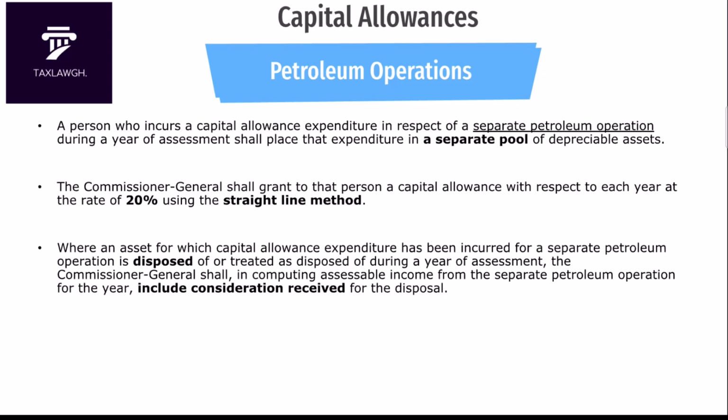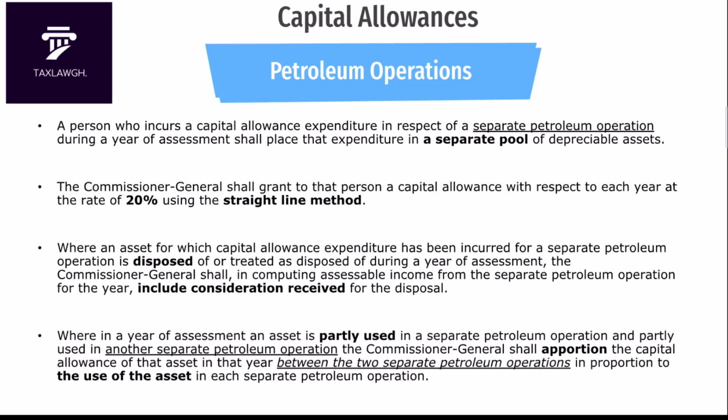So we are saying here that where an asset for which capital allowance expenditure has been incurred for a separate petroleum operation is disposed of or treated as disposed of during the year of assessment, the Commissioner General shall compute assessable income from the separate petroleum operation for the year to include what? Consideration received. Please, let's make a note of this. I'll come back to it, right? It means when you dispose of a depreciable asset, the consideration received from disposal must be included in your income. Take note, it is the entire consideration received, not the net proceeds. Add the whole consideration received to your income, and then you tax that. I'll talk to you about something shortly, so let's keep going.